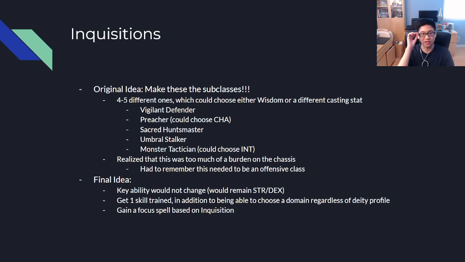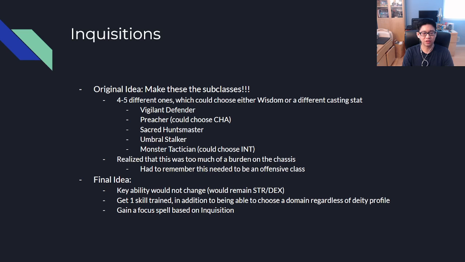The first idea that I had for them was to make these the subclasses for the Inquisitor, and I think it worked out really well. At the start, I had 4 or 5 different ideas, maybe 6 at one point, but I chopped them down pretty quickly based on how I designed them. So initially, I put Wisdom as the defined key ability score for the Inquisitor, which I realized wasn't the greatest idea as this class was developed.